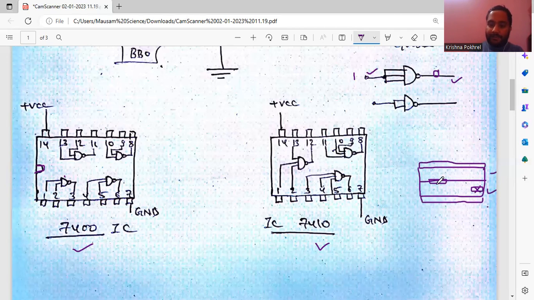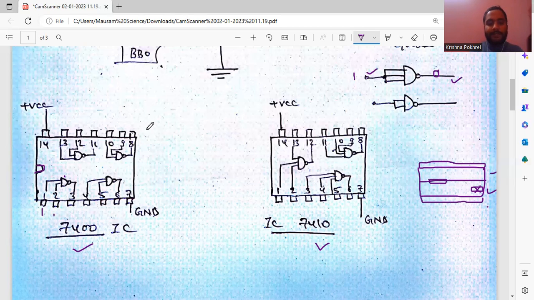We need to place this IC over here, and we need to know where the terminals are. Suppose 1 and 2 are inputs, 3 is the output. We can give 2 inputs here, and take the output from here. This is already ground. We can give 2 inputs at 10 and 9, and get the output from 8. We can give 2 inputs at 12 and 13, and get the output from 11.